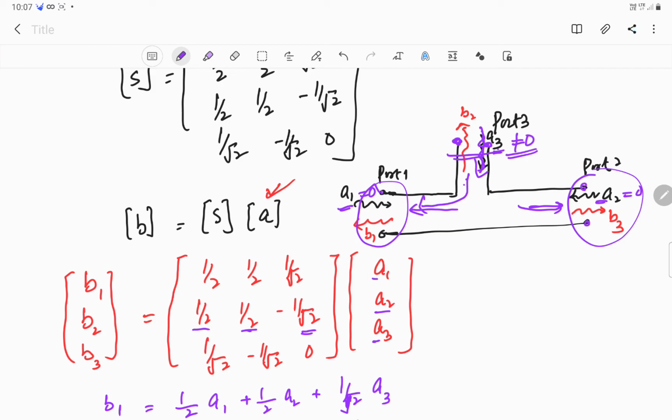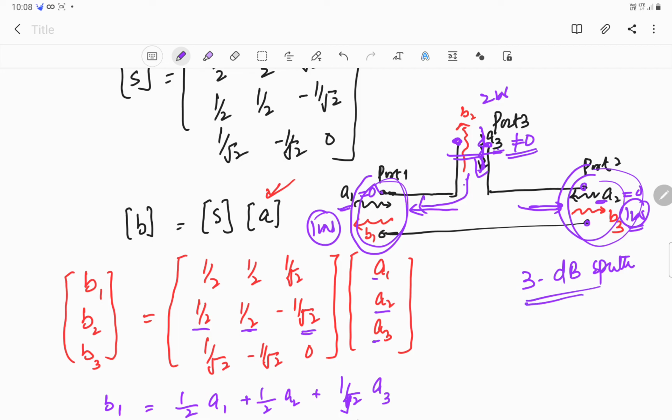So power gets equally divided between ports 1 and 2. That's why it's called a 3 dB splitter. For example, if we are feeding 2 watts of power here, we receive 1 watt at port 1 and 1 watt at port 2. So the power gets equally divided. Half of the power is received at port 1 and half at port 2. That's why it is called a half power splitter or 3 dB splitter.